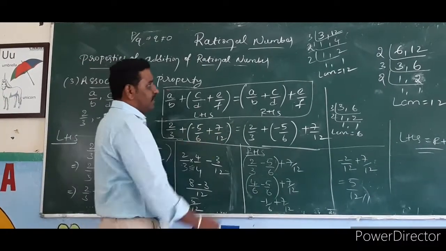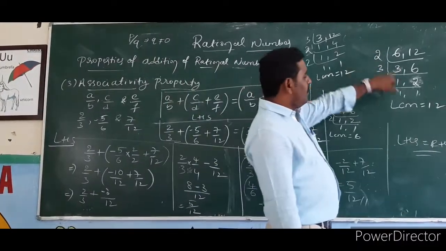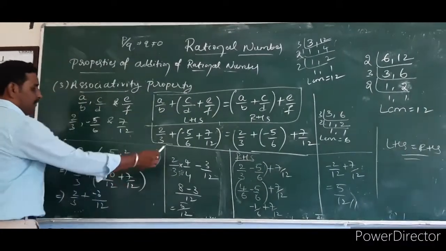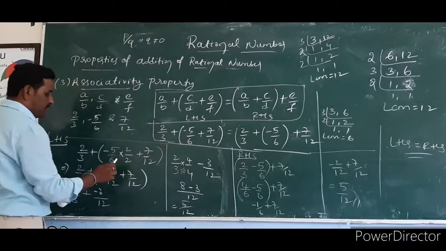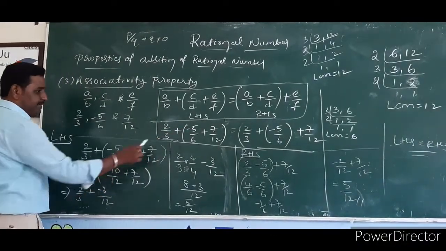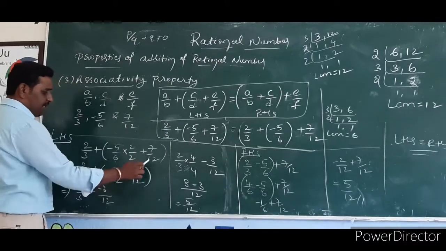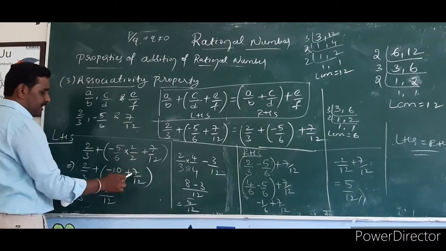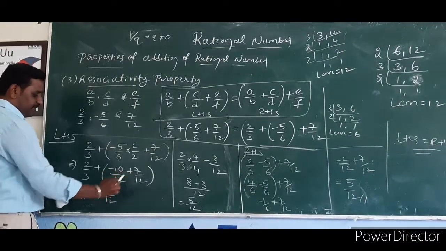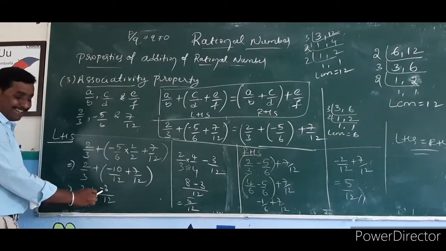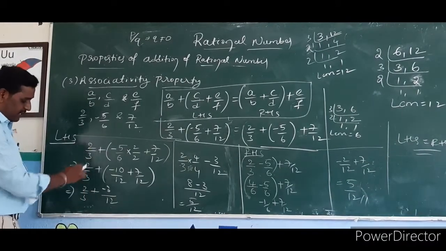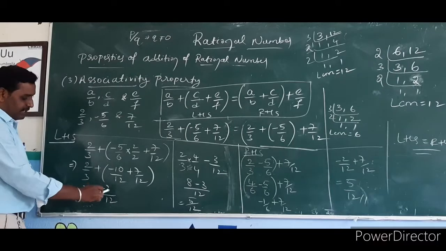The LCM of 6 and 12 is 12. If you want 12 here, what should be multiplied? 2. 5 2s are 10, 6 2s are 12. Here 12 is already there, no need to worry: 7 by 12. So 12 and 12: minus 10 plus 7, what is remaining here? Minus 3. So we have 2 by 3 plus minus 3 by 12.